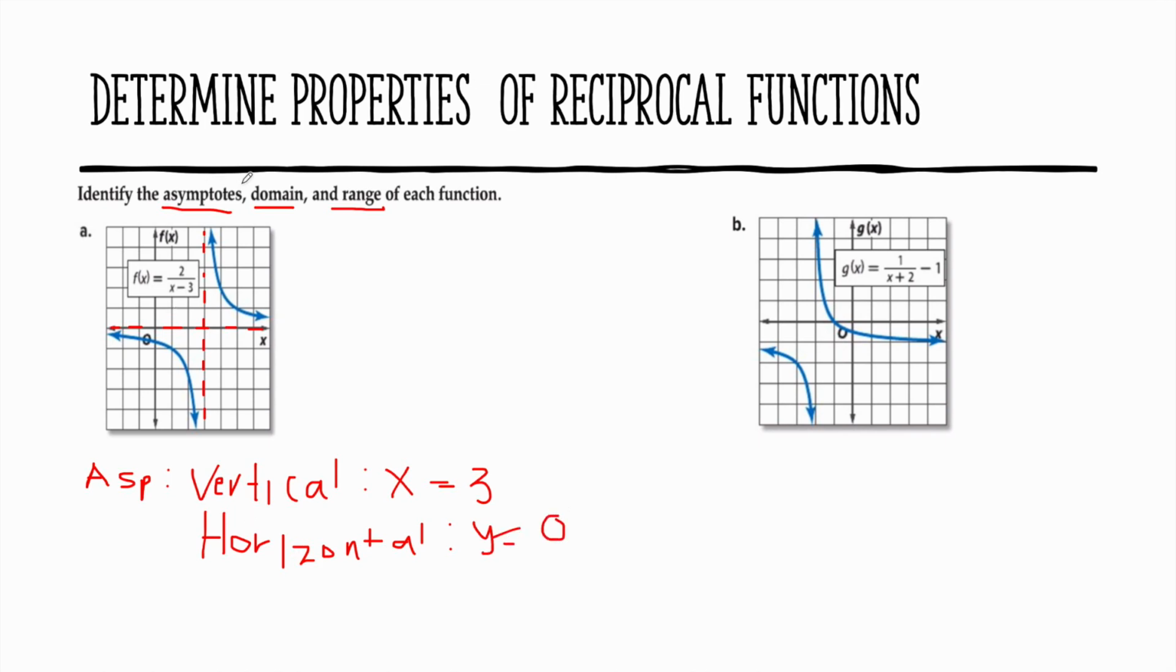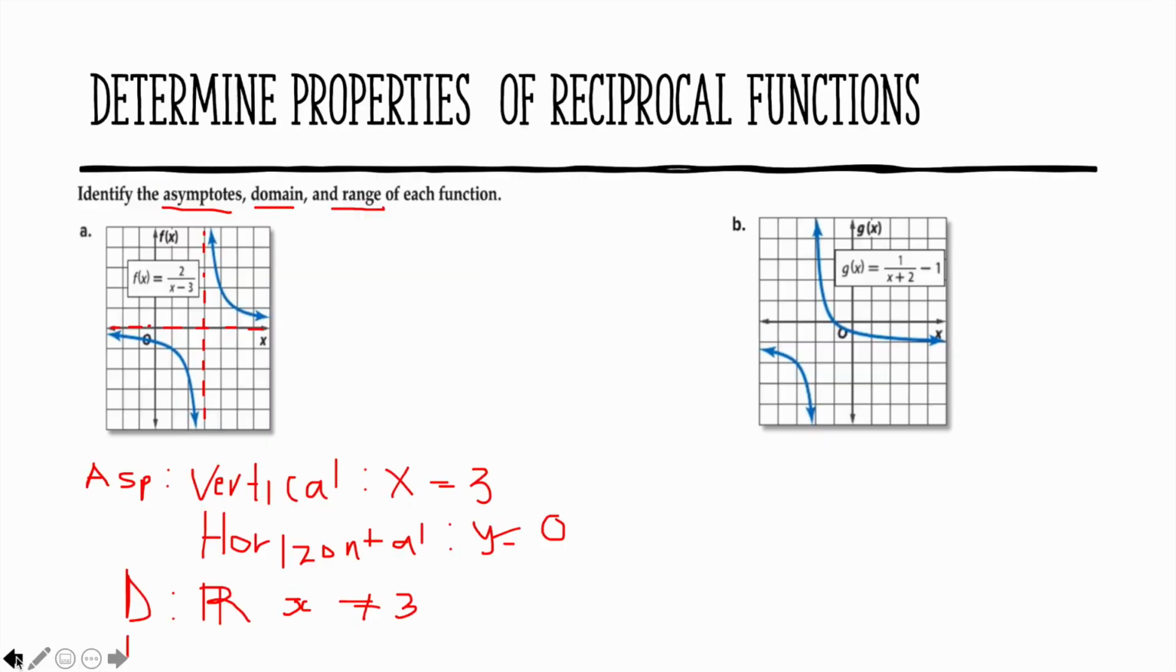Now let's look at the domain and the range. I'll just write D for domain. Okay, our domain is all real numbers. So our graph exists on the axis on all the real numbers, but it does not exist on 3, okay? So we'll say all the real numbers, but we will restrict x and say x not equal to 3.